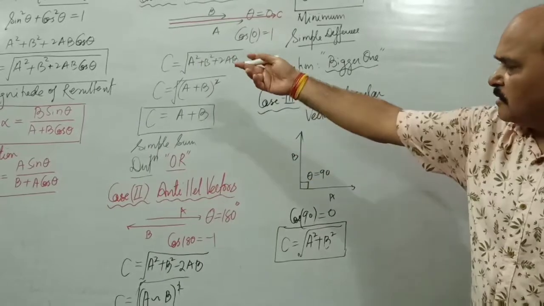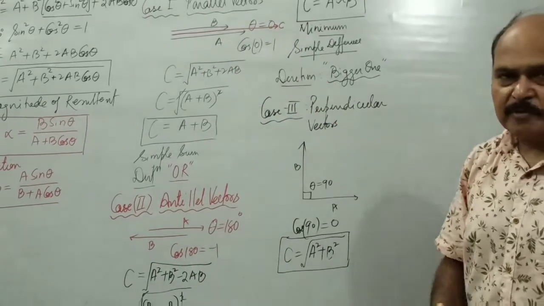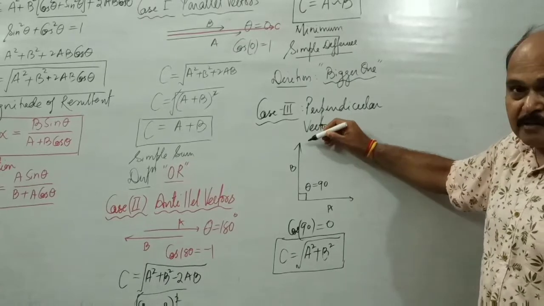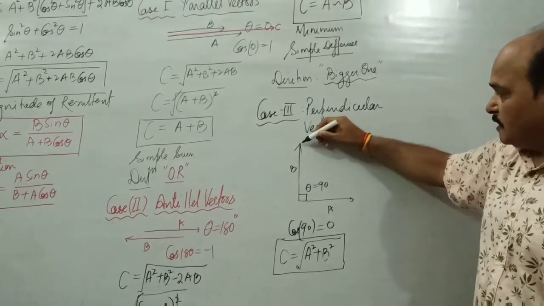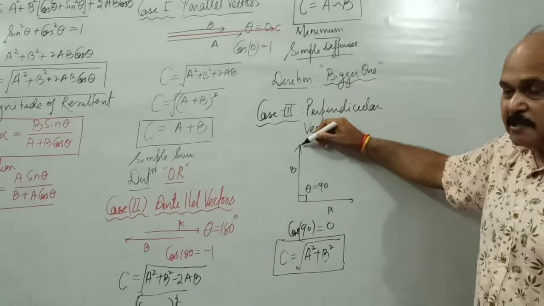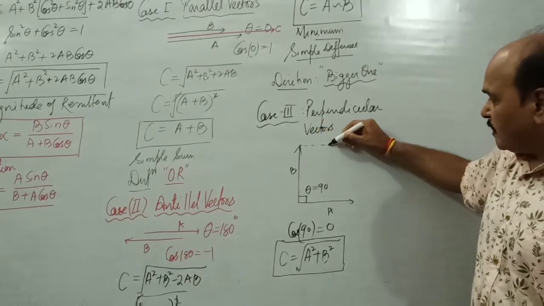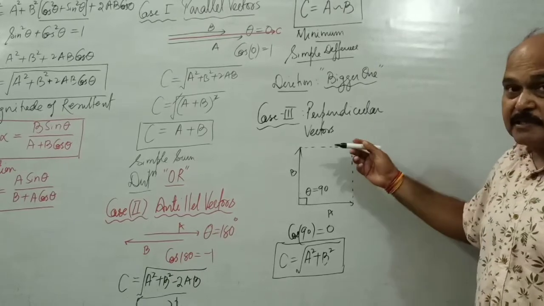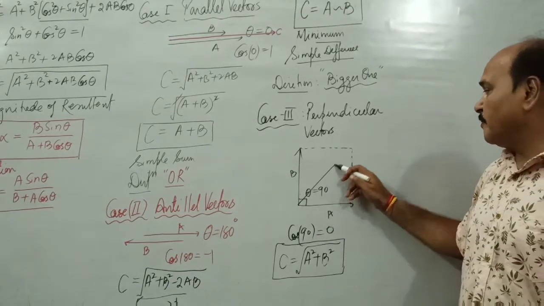No need going back to the formula of resultant. We can work out the value of resultant right from here. If this is vector A, this is B, they are perpendicular to each other. We can complete the parallelogram. The parallelogram is going to be a rectangle in this case. This is going to be the diagonal of the parallelogram.